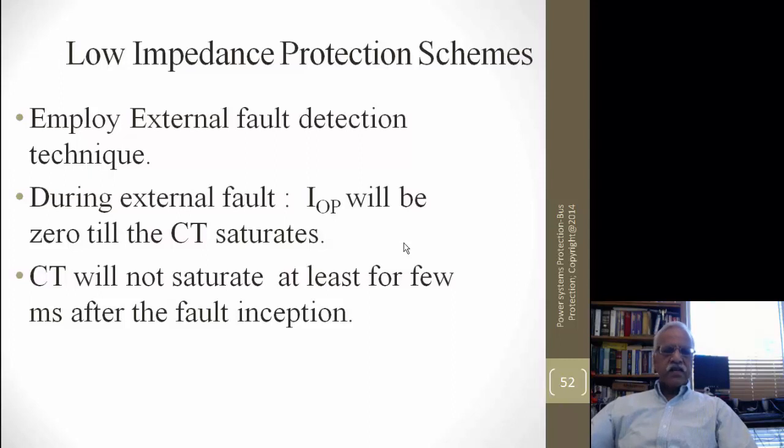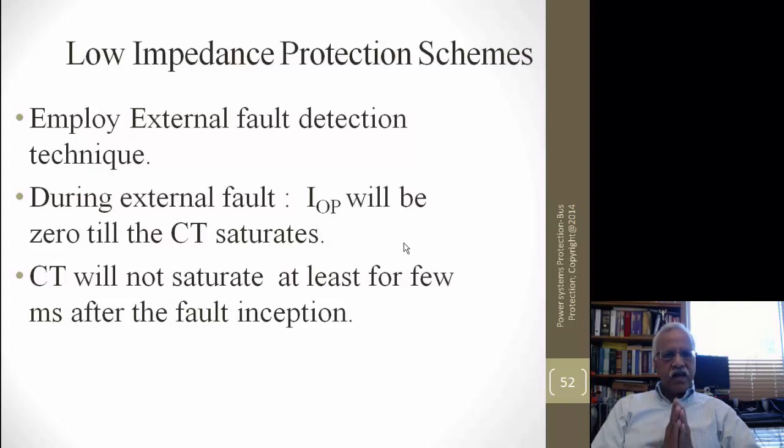The low impedance protection schemes employ external fault detection techniques to detect CT saturation. What happens, as I mentioned earlier, at time t equals 0 when the fault occurs, CT never saturates. So if it is an external fault, the sum of all the currents must be equal to 0, but there is a sudden change in the restraint current. It was just seeing the load current, now it sees the fault current, so the restraint current value increases. There is a sudden change in restraint current, but there is no operating current, as if it was a normal operating condition. So the relay says that there is a sudden change in restraint current, and there is no change in operating current.